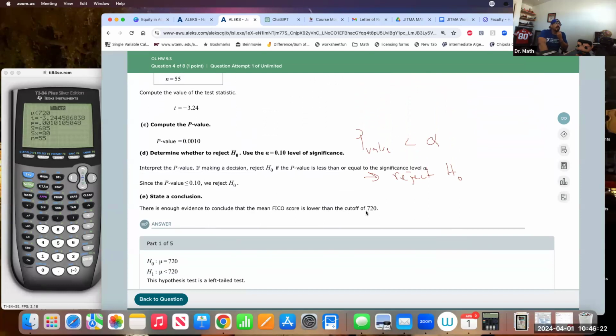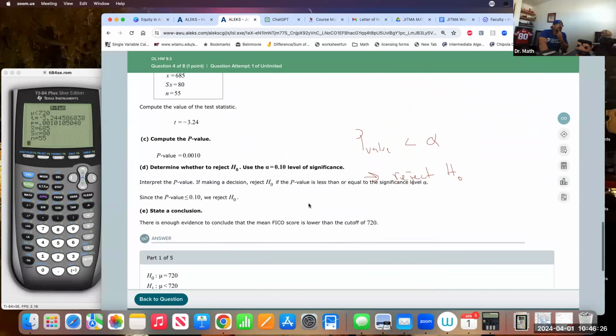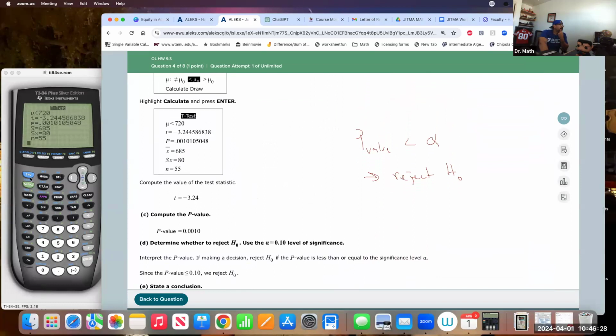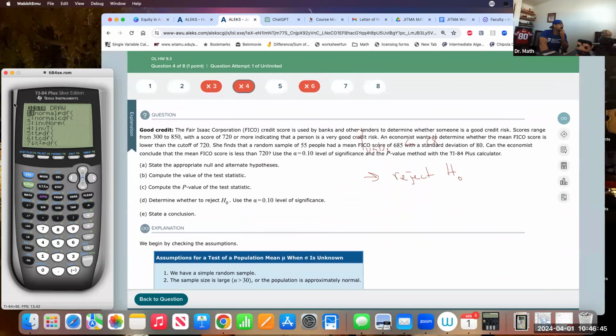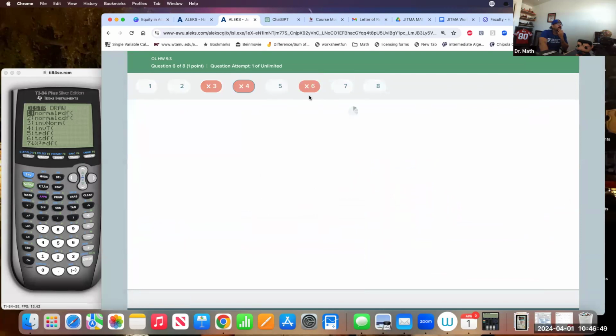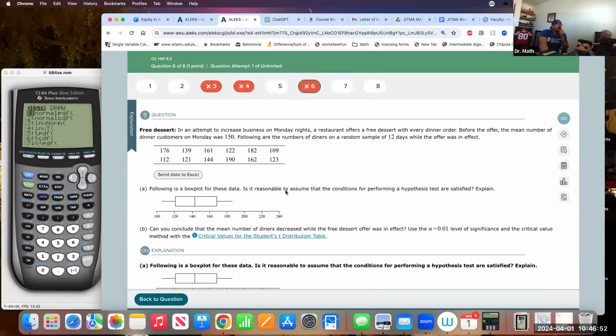So again, in this methodology, when we use the p-value approach, notice we did not come here and we did not use inverse t, because it doesn't require you to find critical values. In the other approach, you did want to find critical values, but not here. All right, let me clear this and let's take a look at one more. Number 6, I wanted to look at number 6 because it gives us data.